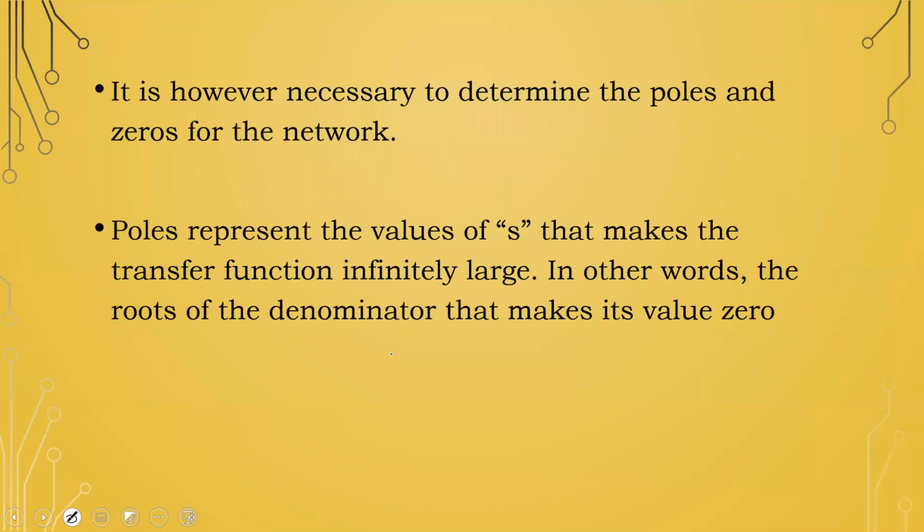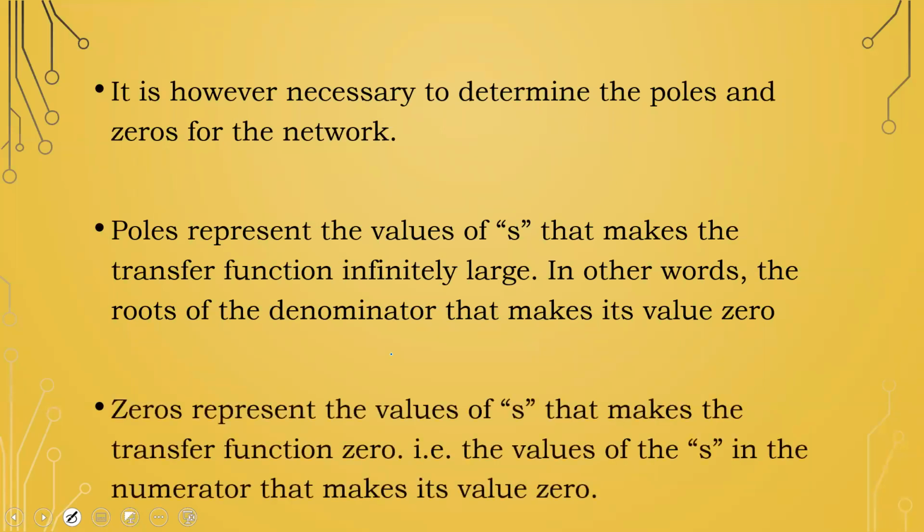So if it's a value of S that makes the denominator 0, in effect, all we're saying is that it's the roots of the equation in the denominator. But the question is, at what point do we determine those roots? And before we speak to that, we also define the zeros. So your zeros represent the values of S that make the transfer function 0, or in other words, make the numerator 0. But again, at what point do we make a determination as to that value of S?